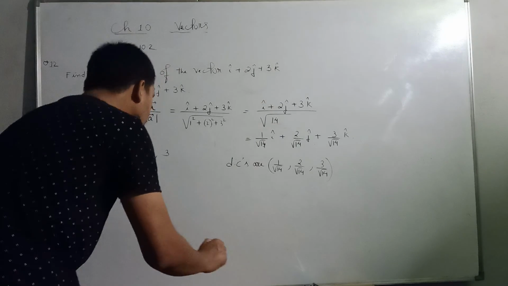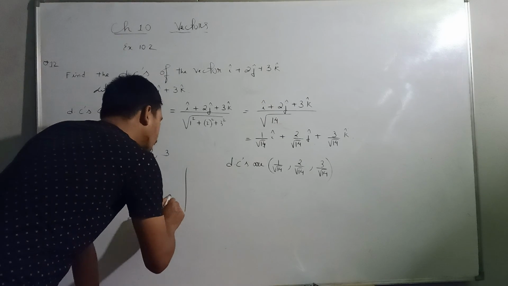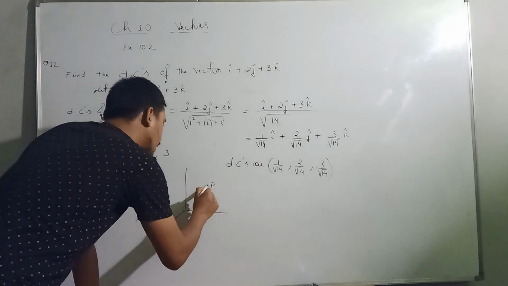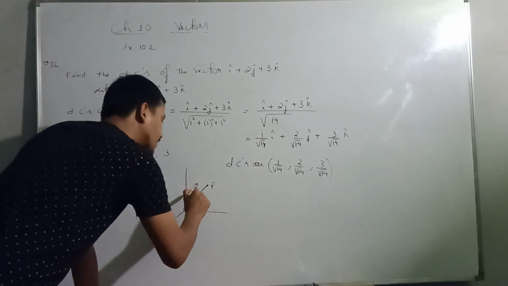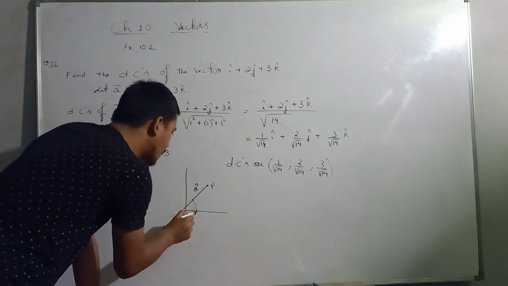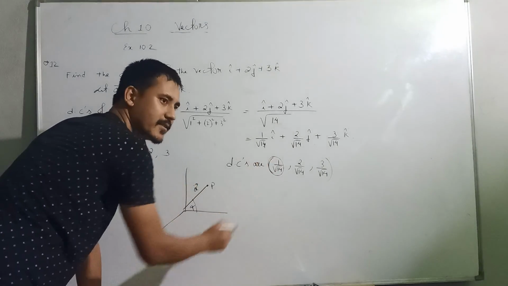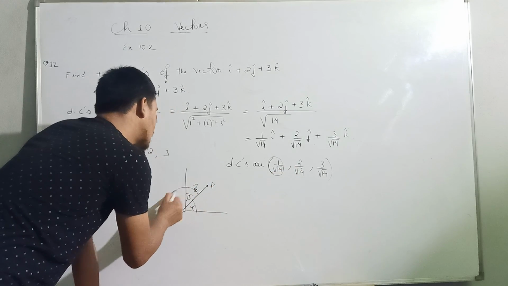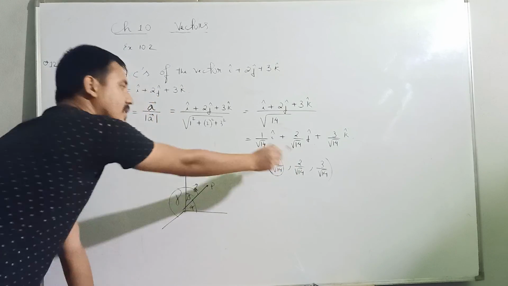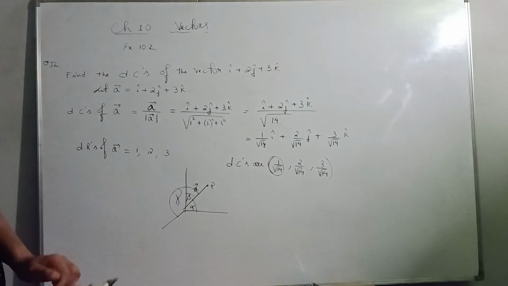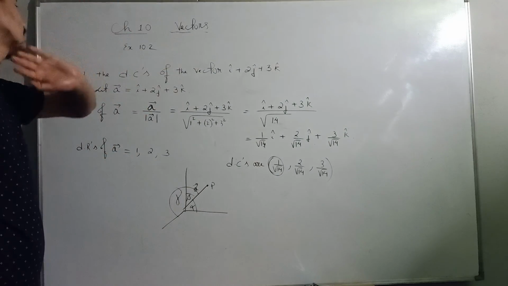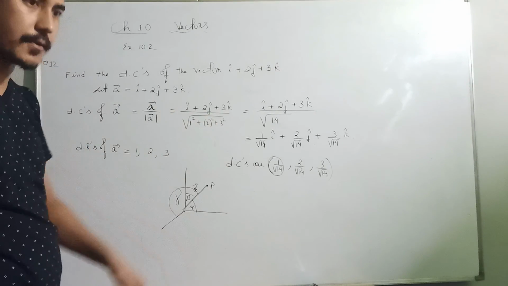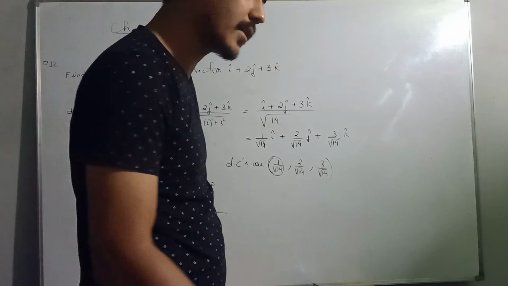That means if this is your vector A, then the cosine of this angle is this much, cosine of this angle is this much, and cosine of this angle is that much. The x, y, z components are your direction ratios, right? Yes. Can you check the answer?